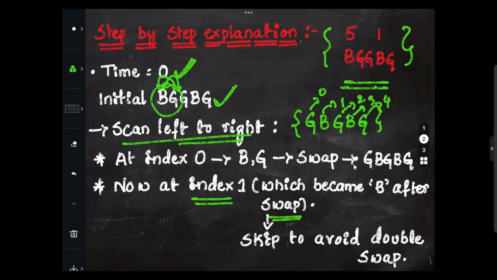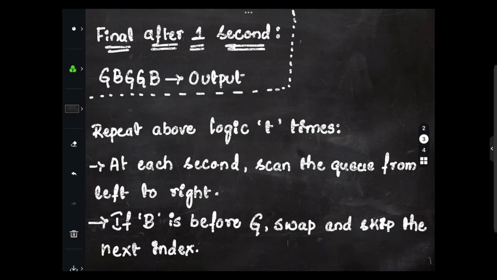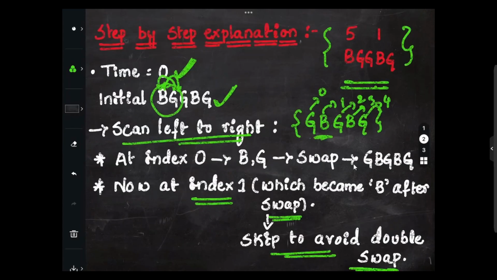So here this index 1 became B after the swap, right? So now we will skip to avoid the double swap. We will skip this one to avoid the double swap, right? So final, after 1 second, the output that we get here is, so see here, this will remain G itself. This becomes, basically when we swap 3 and 4, this becomes G again.